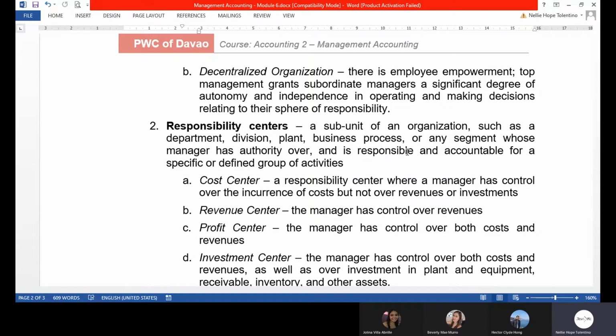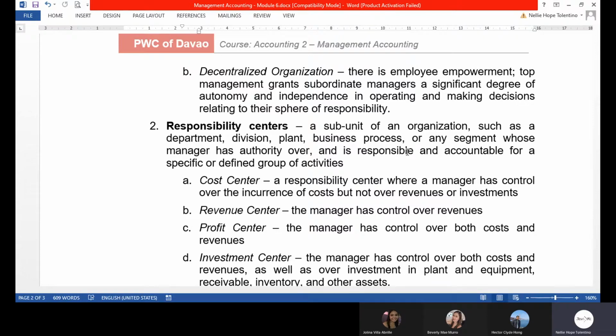Kumbaga, gastos yung meron sa kanila. Kasi binabayaran mo yung accountants, binabayaran mo yung accounting clerks, pero yung mga accountants na yon, yung mga clerks na yon, wala silang nagagawang strategies or ways para maka-generate ng income sa company. Binabayaran lang sila. So, they are considered cost center.